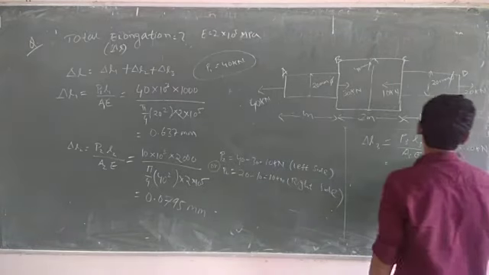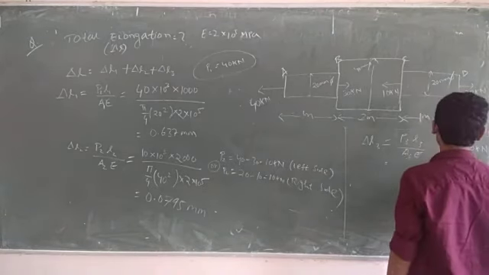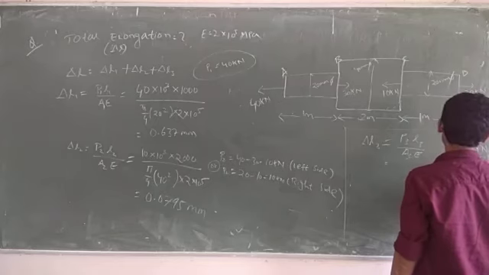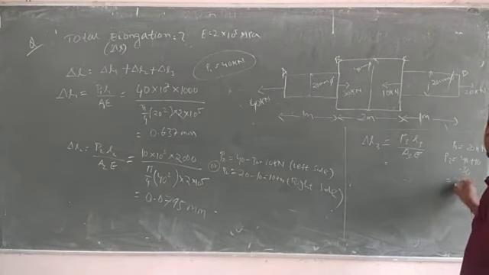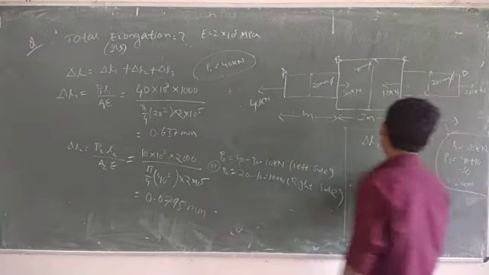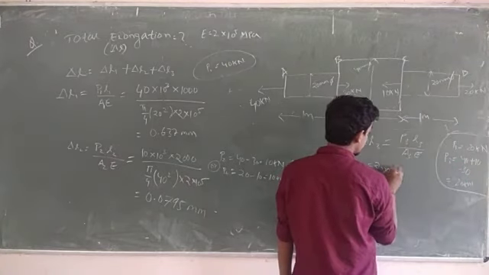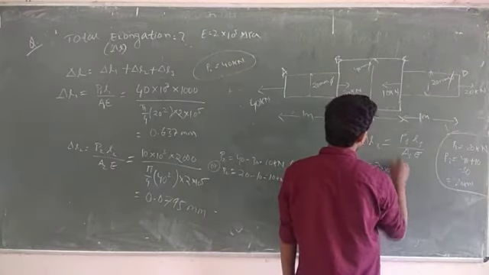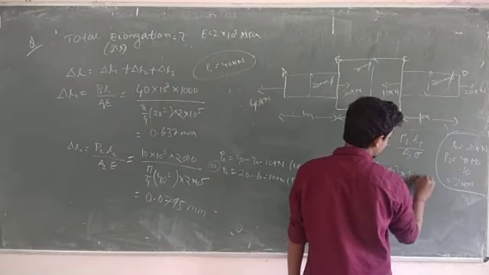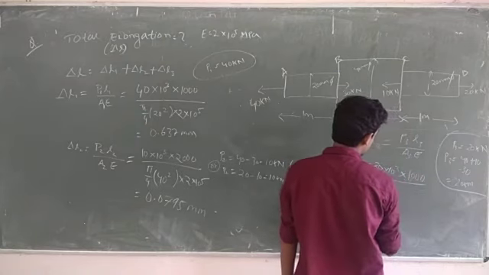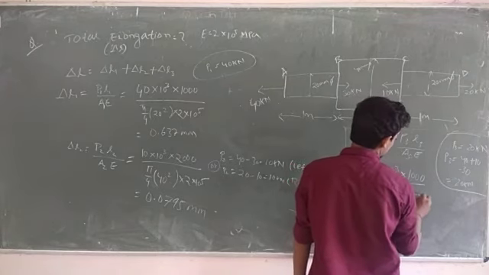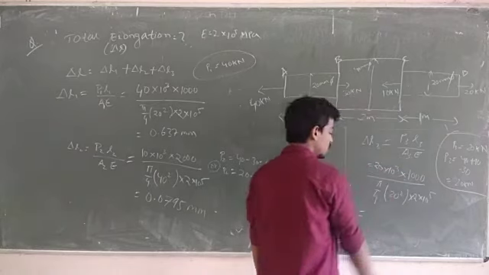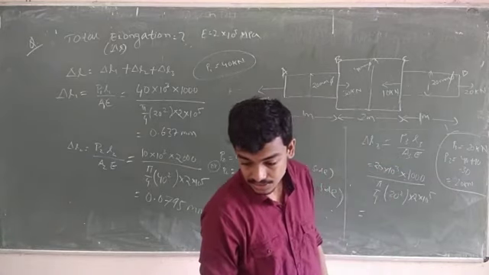Okay, so I am writing that as 40 plus 10 minus 30. Okay, so it is coming 20 km. Hope this is clear. L3 is 1 meter, so I make 1000 mm. A3 is 5 by 4 into 20 square. E is 210/5. So here delta L3 is coming 0.3184.